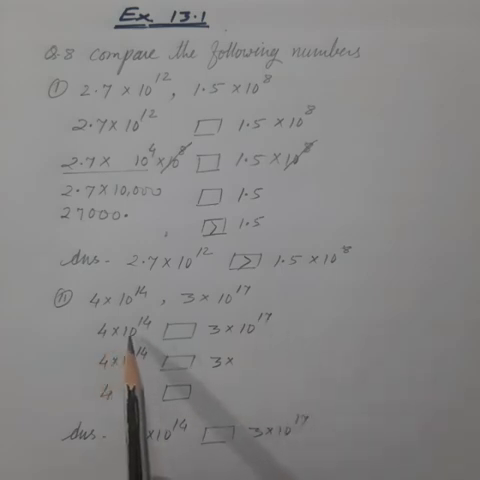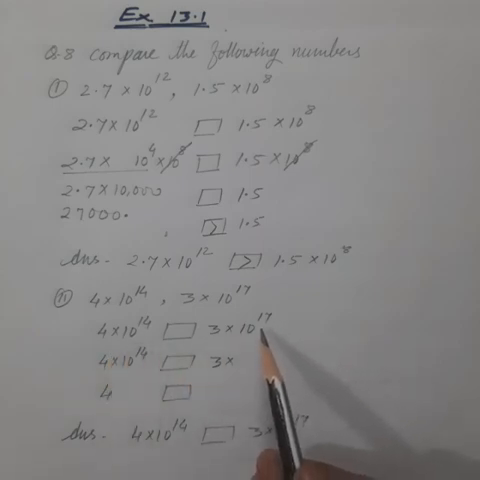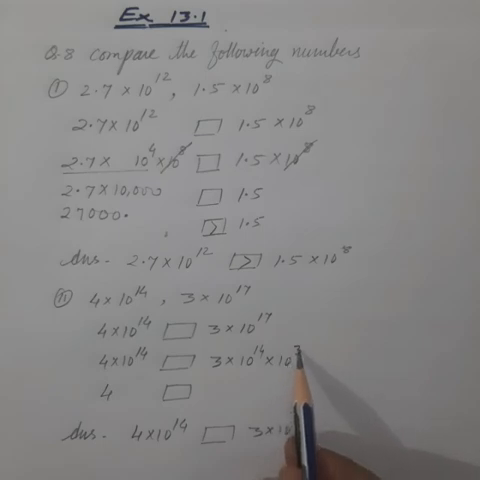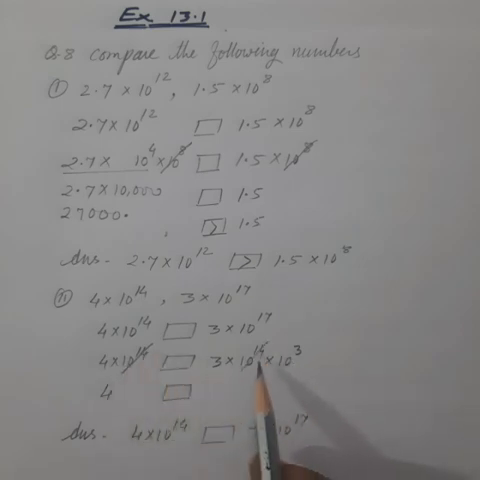To cancel 10 raised to the power 14 from both sides, we will split this exponential notation. We will write this as 10 to the power 14 into again 10 raised to the power 3. Here 10 is multiplied by itself 14 times and again 10 is repeatedly multiplied by itself 3 times. 14 plus 3, 17 times. Now from both sides we can cancel this 10 raised to the power 14. Divide both sides by 10 raised to the power 14. It will cancel.